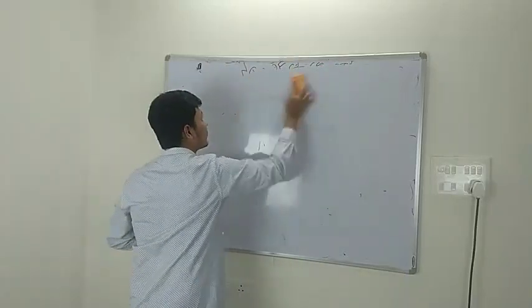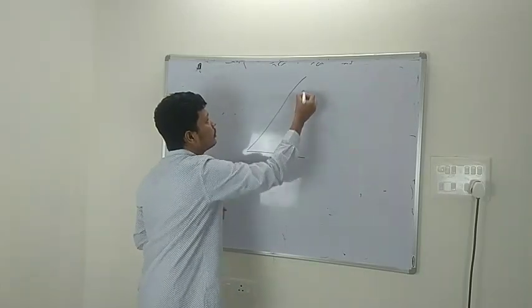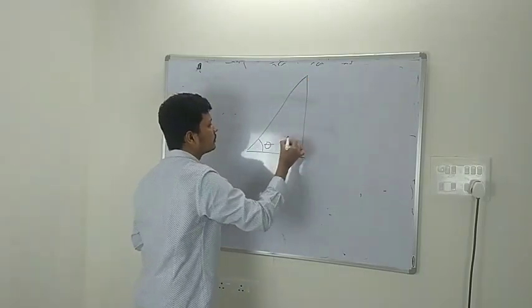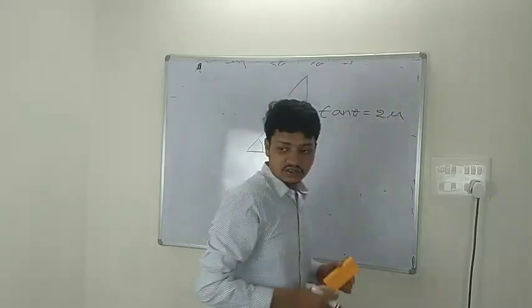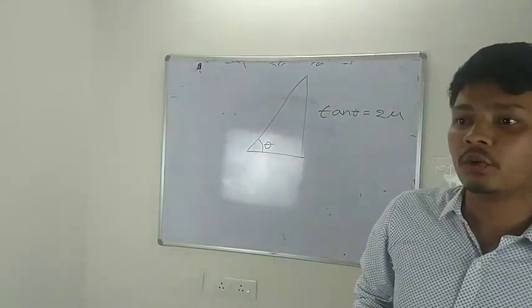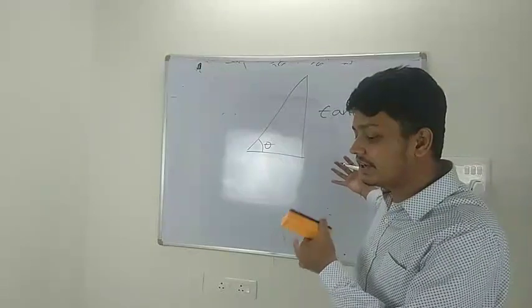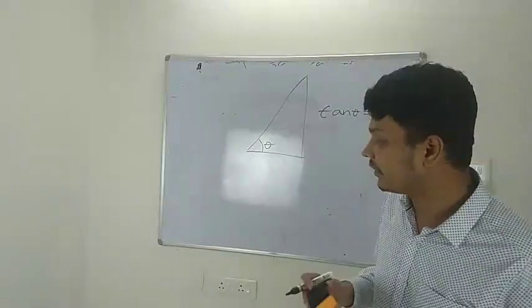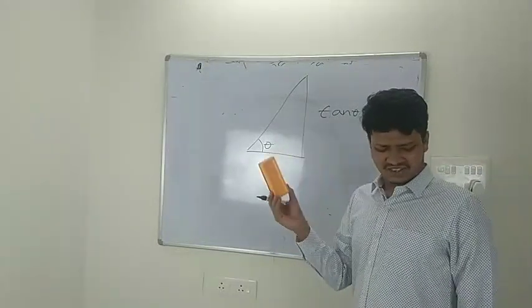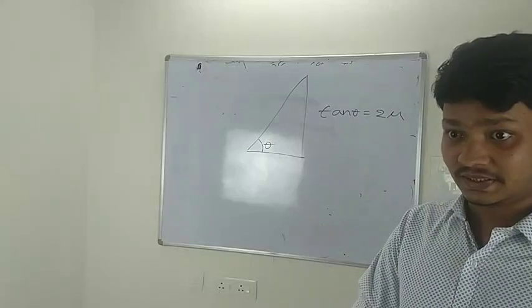In this question, they gave us tan theta is equal to 2 mu. So tan theta is greater than mu. When tan theta is equal to mu, that angle theta is called your angle of repose.